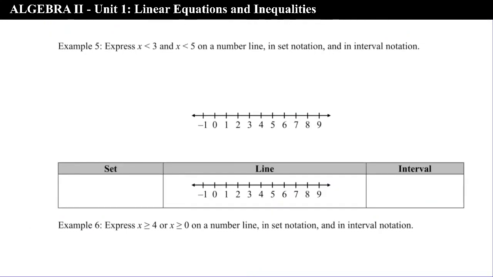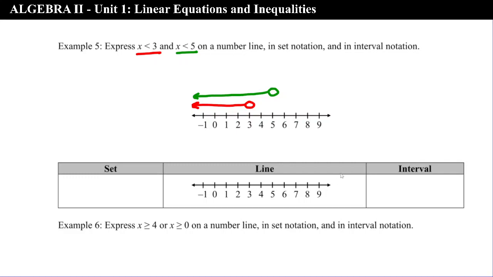All right, let's move on to a couple more examples because I kind of want to give you an idea of what different types of solutions may look like. So let's express x is less than 3 and x is less than 5 on a number line. Well, this is an and statement, so we're going to be looking for what's shared. Let's start with x is less than 3. Well, we're not including 3, so it's an open dot, and it's less than, so we're going to the left. And then for x is less than 5, 5 is not included, and we're going to the left.